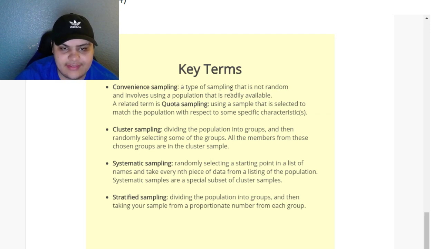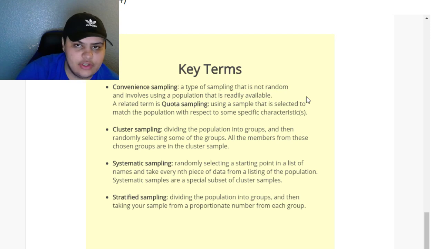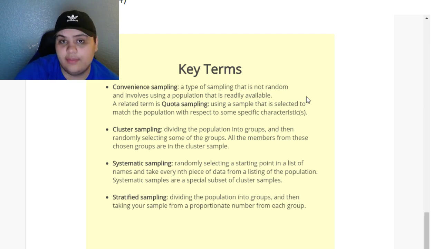Convenience sampling is a type of sampling that is not random and involves using a population that is readily available. So think about you go out in front of your classroom or in the quad or a cafeteria of your school. The next 100 people to pass by you, you survey those people. That's what convenience sampling is. It's all about convenience. That's literally the point. That's what it's titled.